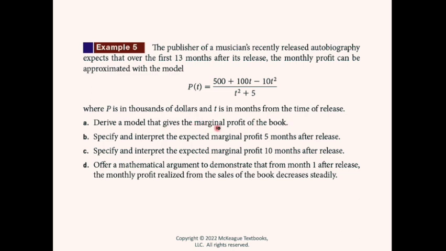So remember, marginal profit, we can estimate that using the derivative. Then part B says specify and interpret the expected marginal profit 5 months after release. And then part C says specify and interpret the expected marginal profit 10 months after release. And then part D says, offer a mathematical argument to demonstrate that from 1 month after release, the monthly profit realized from the sales of the book decreased steadily.